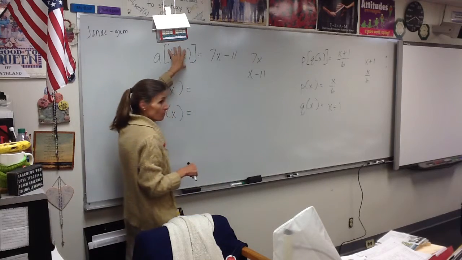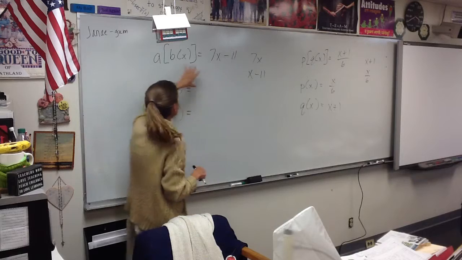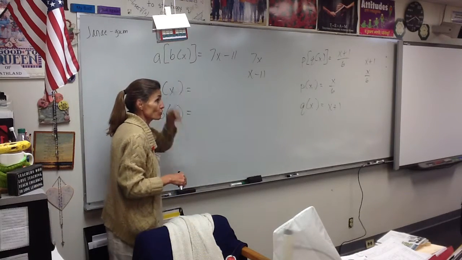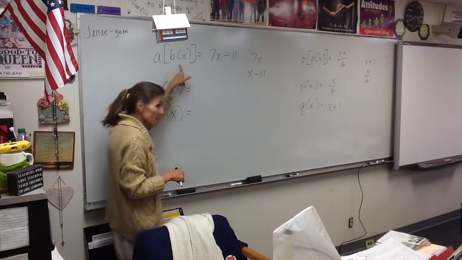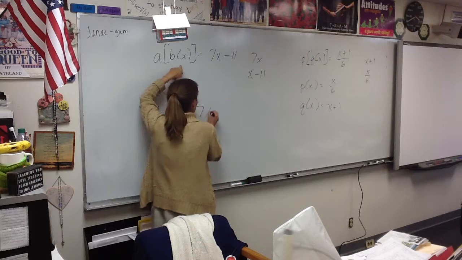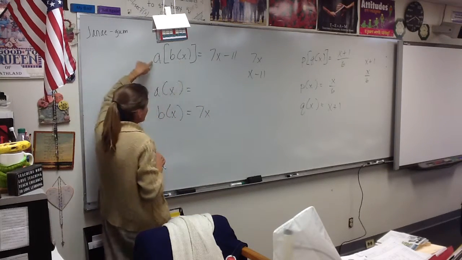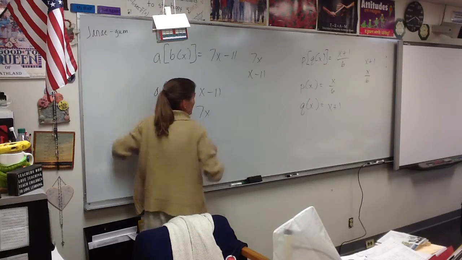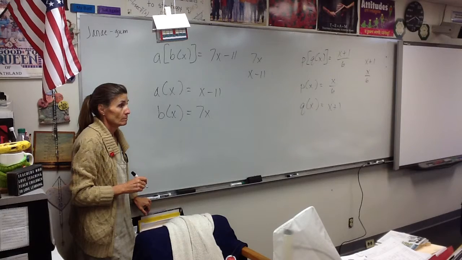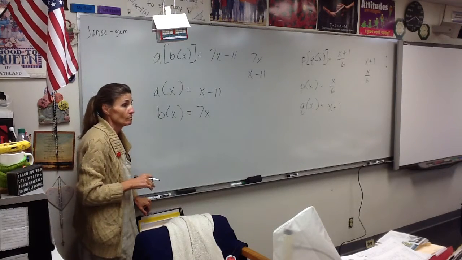Now look at this part of the problem. This tells you what order these have to happen in. A of b of x. Which function starts the problem? B, right? So b has to be 7x, because that's the first thing that has to happen. And then A would be x minus 11. You getting the hang of that? It's always the top.